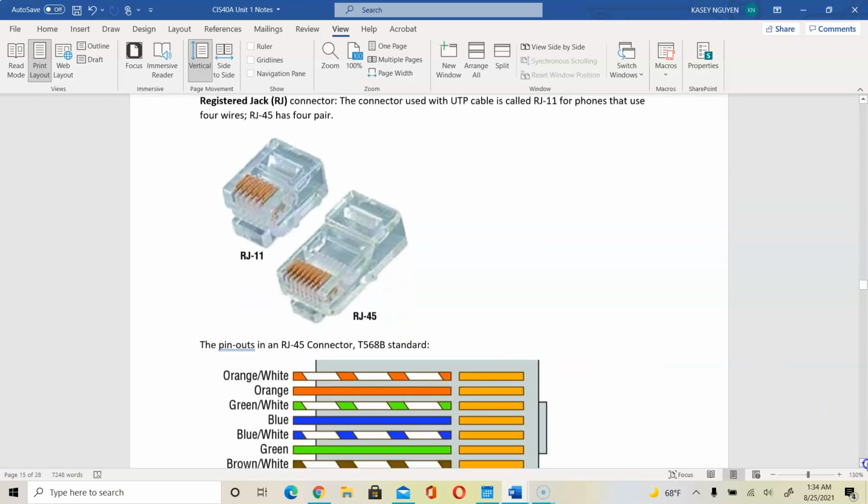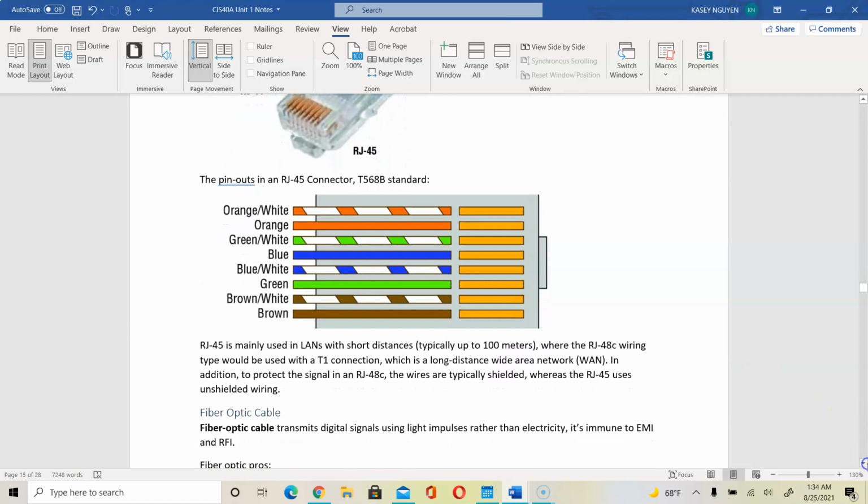So the way that we would insert the wire, we would use the color scheme. And we want to follow a certain standard. And so in the lab this week, on Thursday, you will be able to create a cable and test the cable.